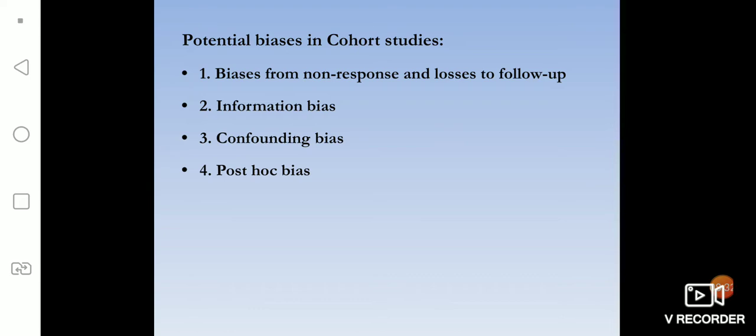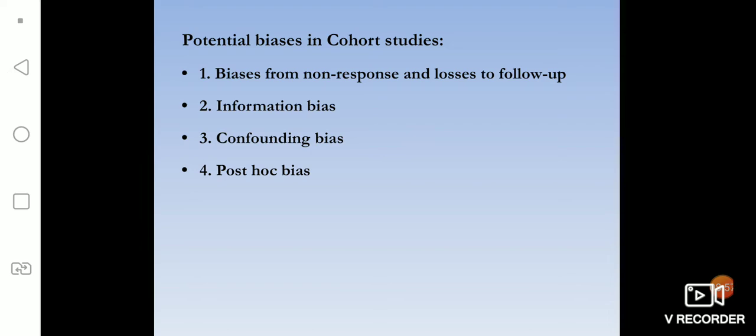The next is confounding bias. This confounding bias is when the information gathered is inappropriate from both cohorts and comparison groups. So this is a confounding bias. We have seen the word confounding in the previous parts of the studies also, so confounding bias happens there also.